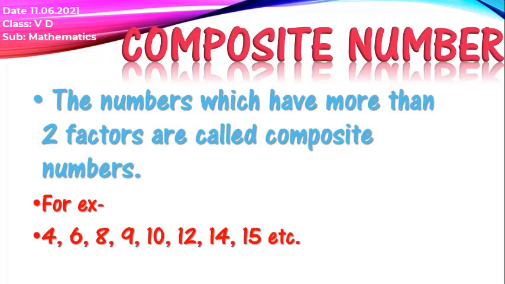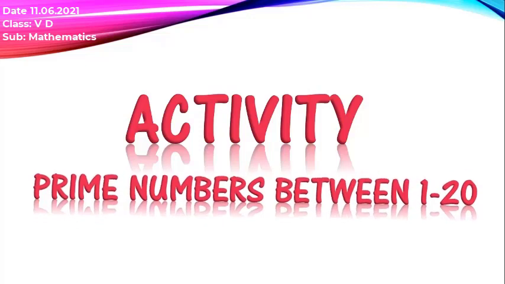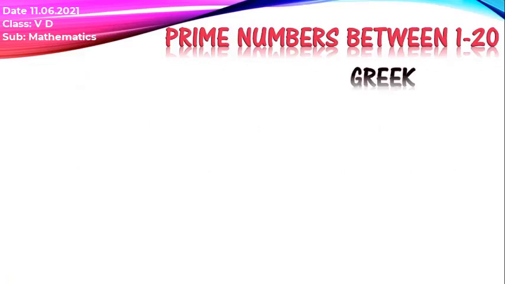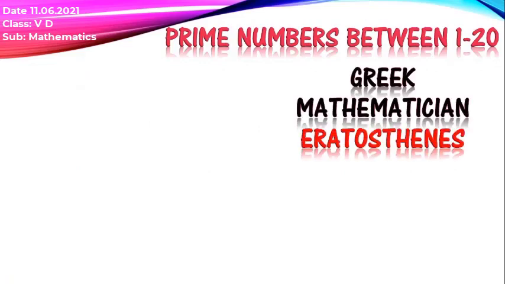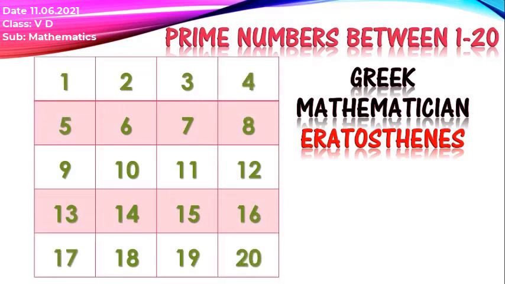Let's understand it with an activity of prime numbers. We can do this activity to find prime numbers between 1 and 100 also. But here we'll be doing it only for prime numbers between 1 to 20. There was a Greek mathematician. He used this method of finding out the prime numbers. For this, let's make a grid and write the numbers from 1 to 20. And we have to cross out 1 as 1 is the unique number.